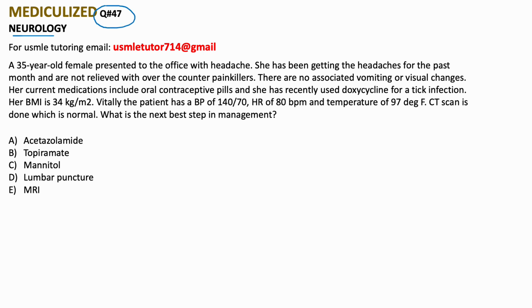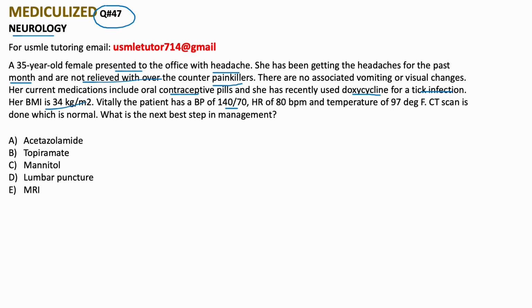So we have a 35-year-old female who presented to the office with a headache. She has been getting the headaches for the past month and they are not relieved with over-the-counter painkillers. There is no associated vomiting or visual changes. Her current medications include oral contraceptive pills, and she has recently used doxycycline for a tick infection. Usually for most tick infections, you give doxycycline. So that could be Lyme disease, could be a lot of other tick diseases. BMI is 34, which is obese.